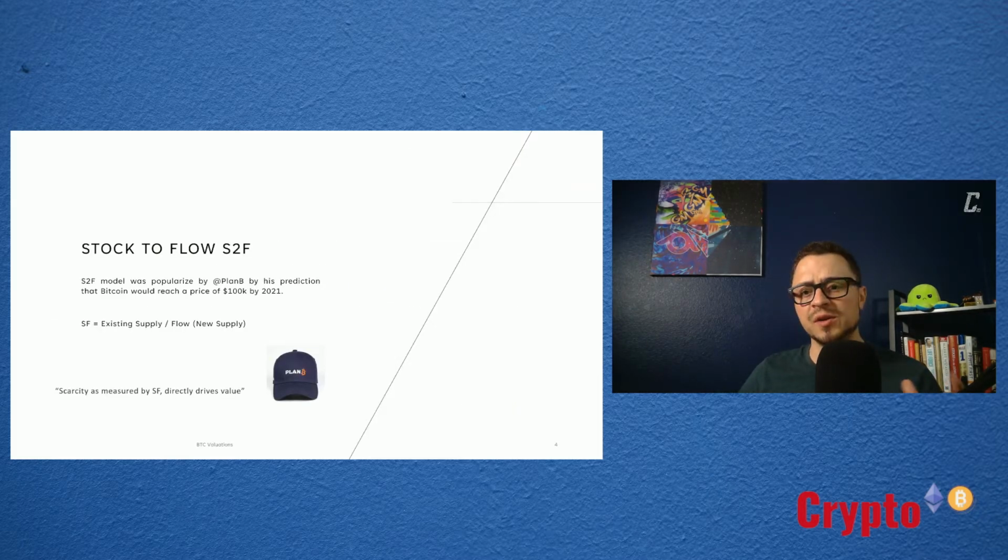Now, the first model we're going to talk about is the stock to flow model. And this is probably the most widely known model within the Bitcoin community. It's also the most popular one. And it was made popular by Plan B, who predicted that Bitcoin would reach a price of 100,000 by 2021. Of course, we didn't see that happen.